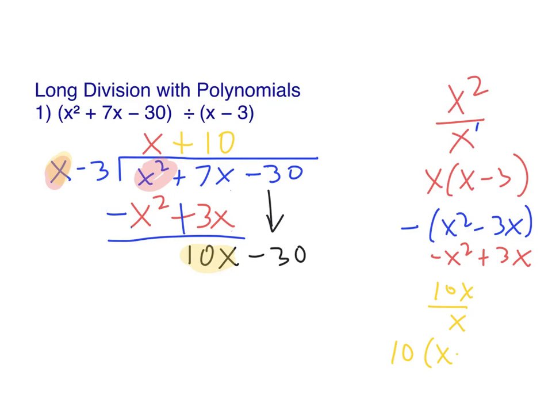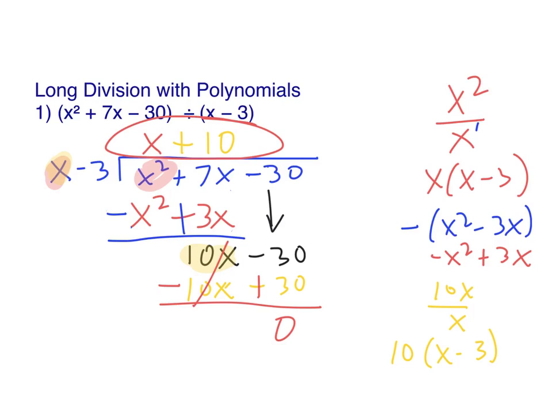10 times x minus 3. And that goes below. So 10 times x is 10x. 10 times minus 3 is minus 30. And then I have to subtract, which means I really do what? Change the signs. So that's now minus, that's now plus. That cancels, that's actually 0 too, which means it goes in evenly. My remainder is 0. This is my final answer. Okay? X plus 10 is the final answer. This is the remainder. That was an easy problem? That was an easy one, yep.